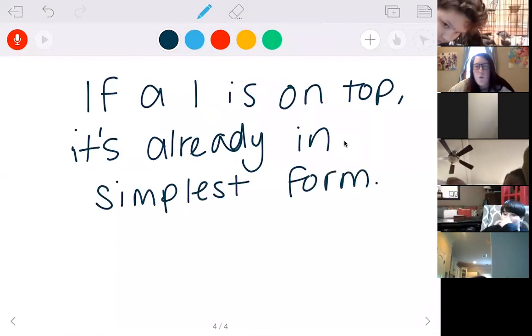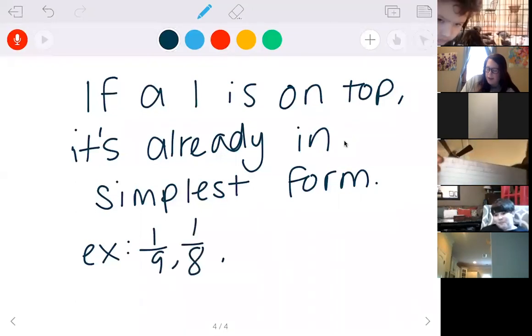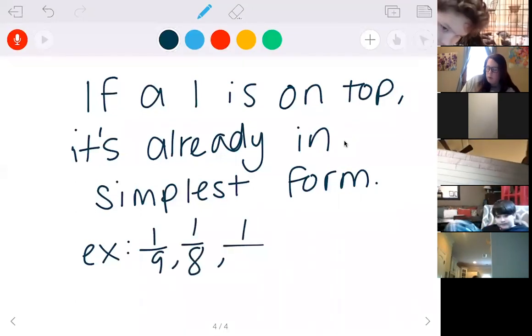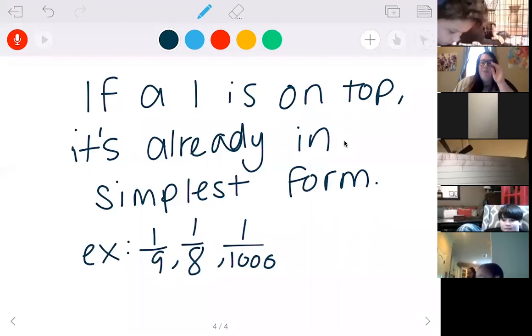So if I have 1/12, 1/10, 1/9, any of those, I'll just put a couple down. You don't have to write that down if you don't want to. 1/9, 1/8, I could even say 1/1,000. Any of those are already in simplest form if you have a 1.